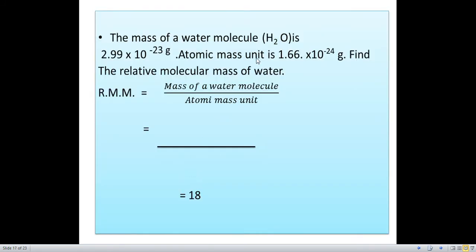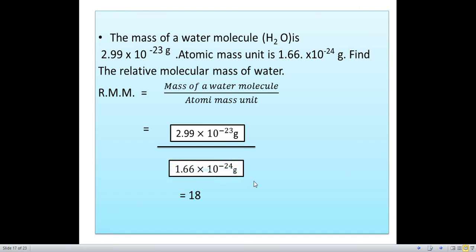The mass of a water molecule H2O is 2.99 × 10^-23 gram. You can use the atomic mass unit without multiplying by 12 to find the relative molecular mass. How do you find relative molecular mass? Mass of a water molecule divided by atomic mass unit. Mass of a water molecule is 2.99 × 10^-23, and we have to divide it by the atomic mass unit, 1.66 × 10^-24. Then we will get the answer 18.